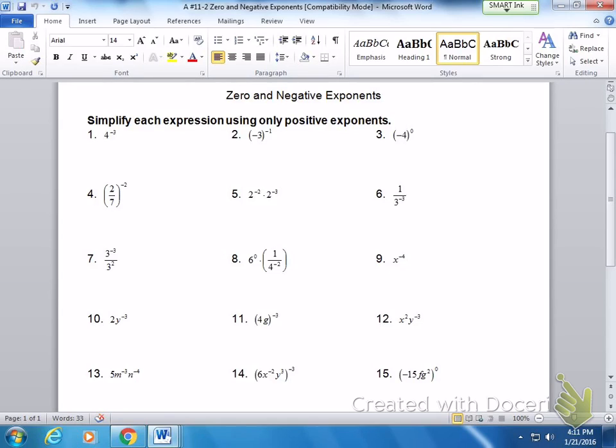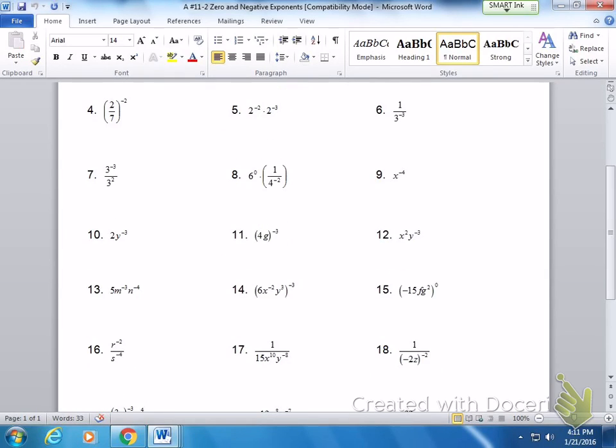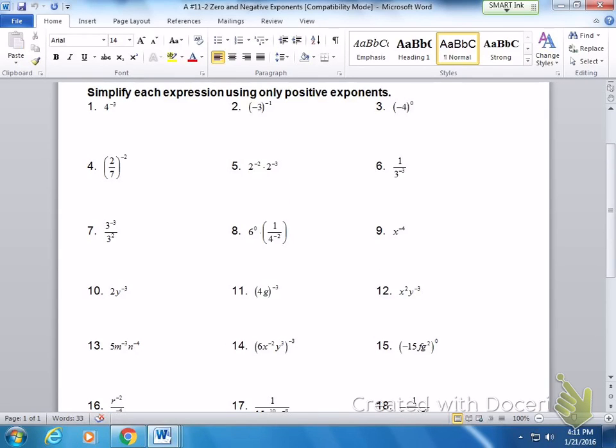Now we have some negative exponent things going on. There's a few of these that have confused a few people, so I am going to do those. I'd like to start off with number 2, just because I've seen a lot of people get it wrong. I have in parentheses negative 3 to the negative 1.